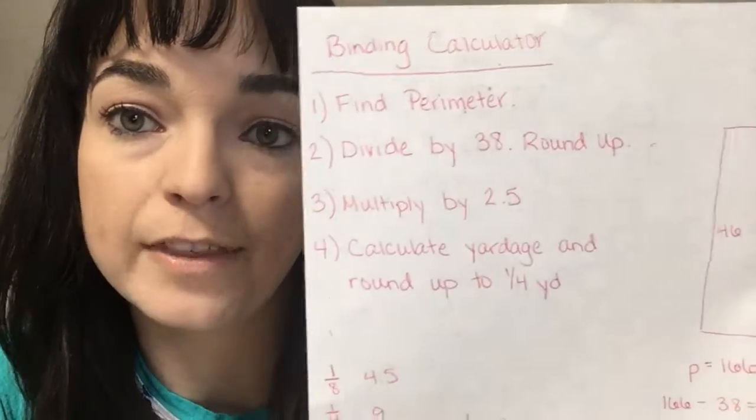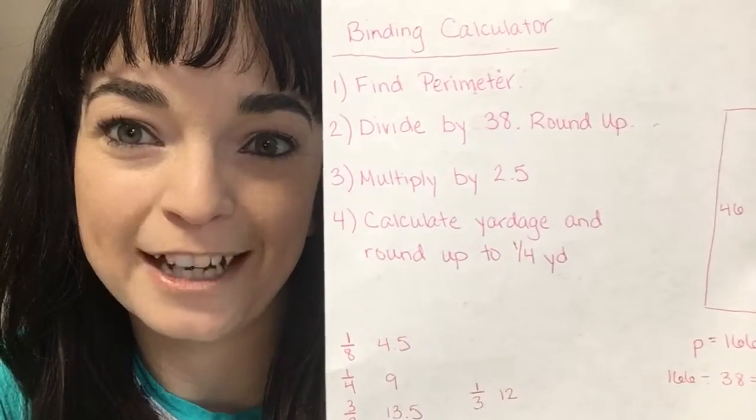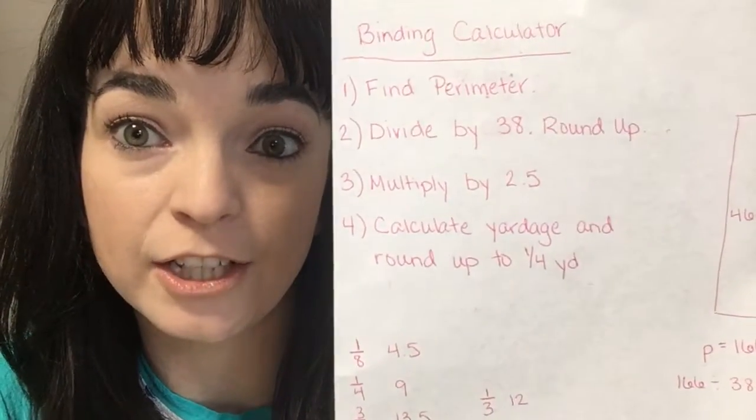So I hope that helps. I'm going to show you the little calculator here again. You find the perimeter, divide by 38, multiply by 2.5, and then convert that to yardage.